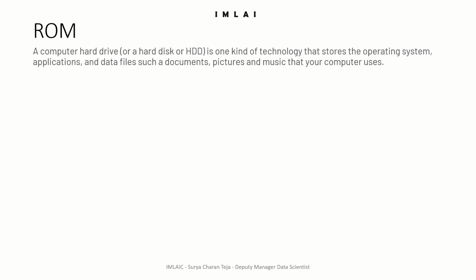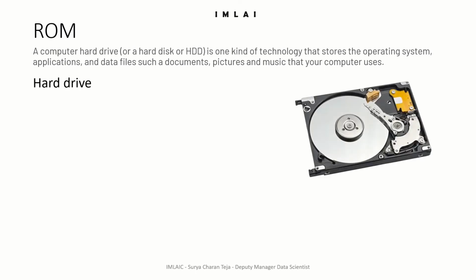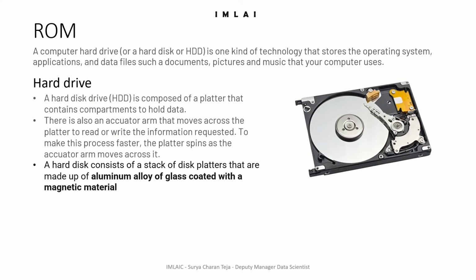Now the question is how does this work. Basically we know the HDD. This is the famous one we have been using. So what is a hard drive and how does a mechanical one work? Typically it consists of a platter that contains different compartments to hold the data, and it will have an arm. You can see this arm.